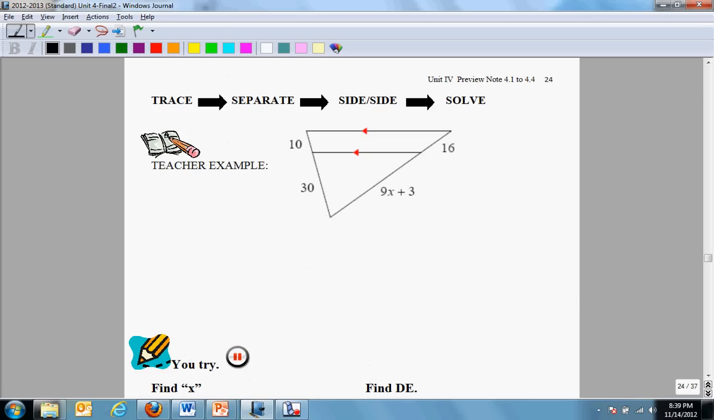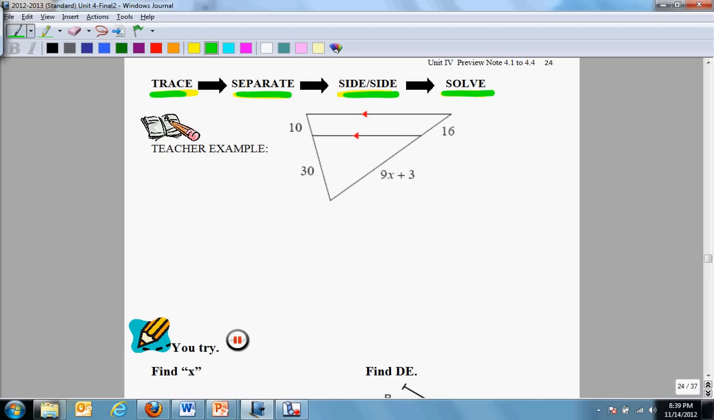So when you work with these, you're going to follow four steps. When you work with a triangle and parallel lines, you're going to trace the triangles, separate the triangles, make a side over side ratio, and solve. Say this out loud with me. Trace, separate, side over side, solve.